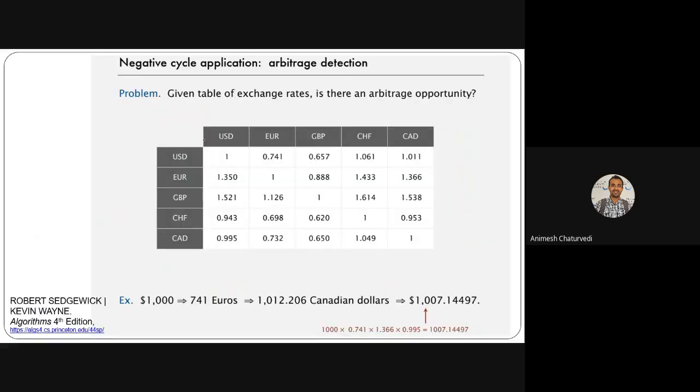Next example is like you have various currency exchanges and you want to have exchanges between multiple currencies. Initially you have 1,000 US dollars, which could be converted into 741 euros. Thereafter, you convert that 741 euros to Canadian dollars. That will give you $1,012 Canadian dollars. Then again, you convert this Canadian dollar back to US dollars, and you are getting $1,007.